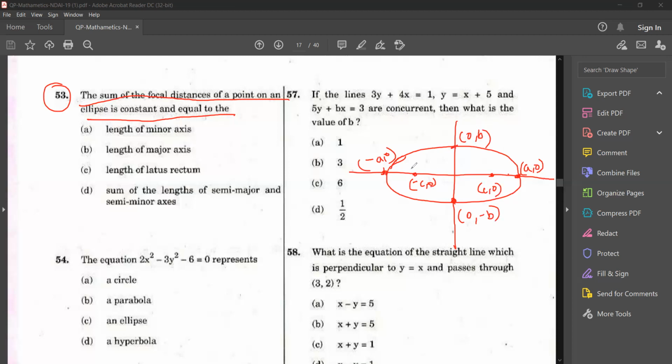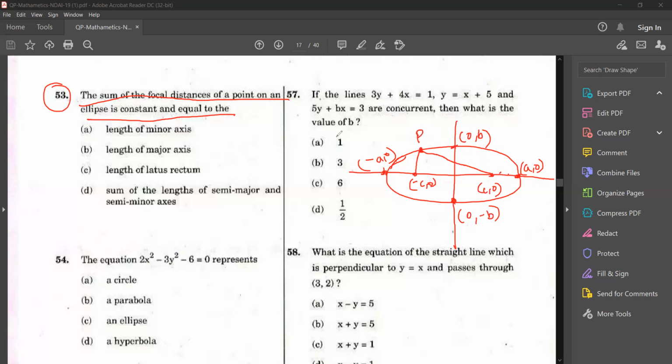Foci will be there only on the major axis. We will denote them using c, 0 and minus c, 0. Now, what this particular question is about is the sum of the focal distances of a point. So we have a point. Focal distance means, suppose this is a point, what is the distance from this focus? And what is the distance from this focus? So these two are the focal distances.